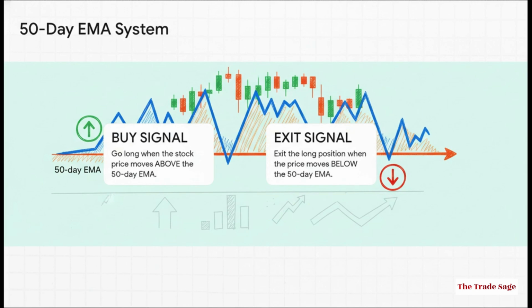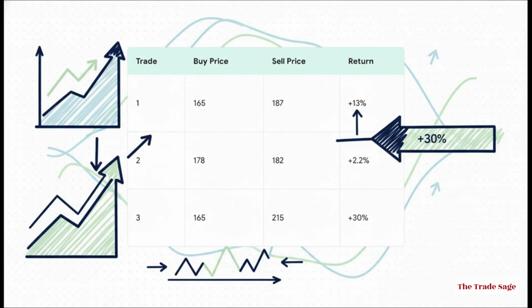Rule number 1, you get a buy signal when the stock's actual price crosses above that EMA line. And rule number 2, you exit the trade when the price falls back below the line. That's the whole system. So how did this super simple system do? Well, for Ambuja Cement, it worked beautifully on 2 of the trades, catching a nice 13% gain and then a massive 30% gain. But look at that trade sandwiched in the middle. It only scraped by with a 2.2% return.